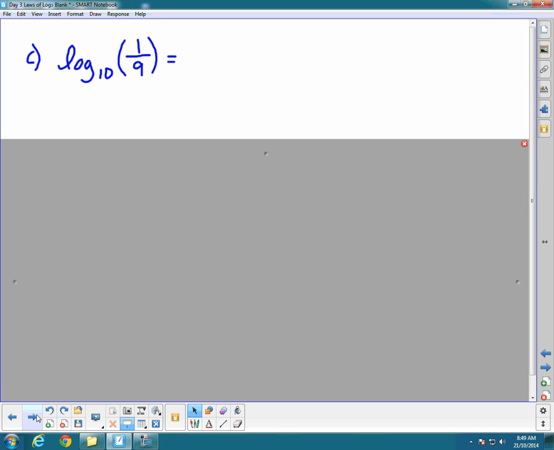So again, the first one is just applying the law, so just using it. So here's a log. It's base 10. I don't necessarily have to write the base 10, but that's no big deal. And it's 1 divided by 9. So I can split it up into log, keep the same base, of 1 minus the log of 9.